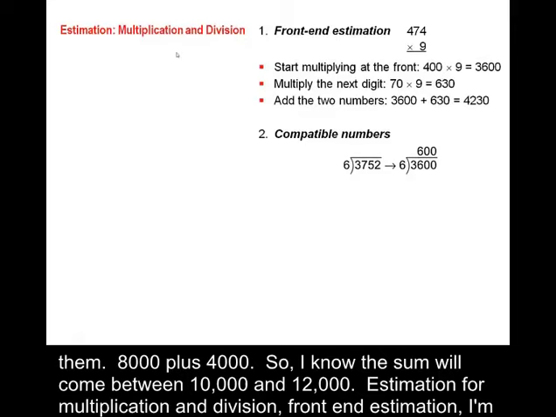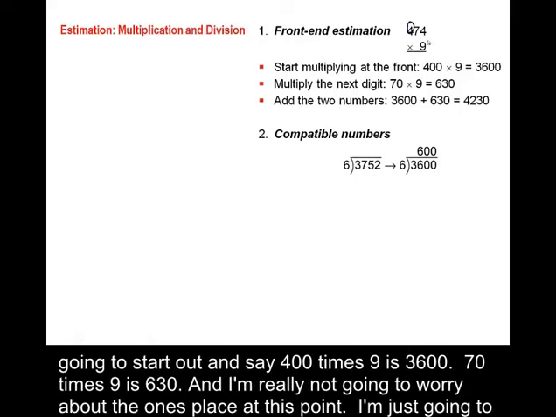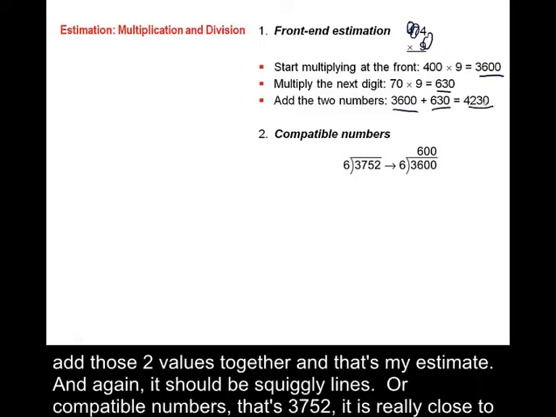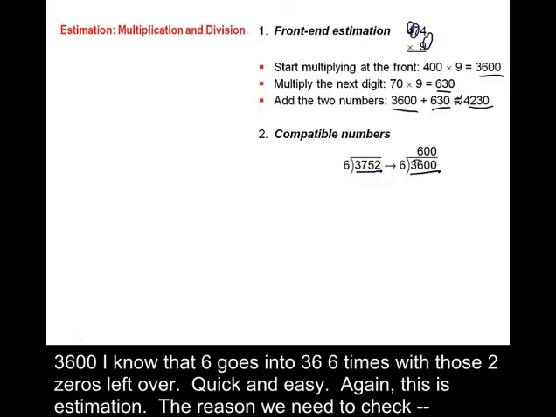Estimation for multiplication and division. Front end estimation, I'm going to start out and say 400 times 9 is 3,600. 70 times 9 is 630. And I'm really not going to worry about the ones place at this point. I'm just going to add those two values together and that's my estimate. And again, it should be squiggly lines. Or compatible numbers. 3,752 is really close to 3,600, and I know that 6 goes into 36 6 times with those 2 zeros left over. Quick and easy.